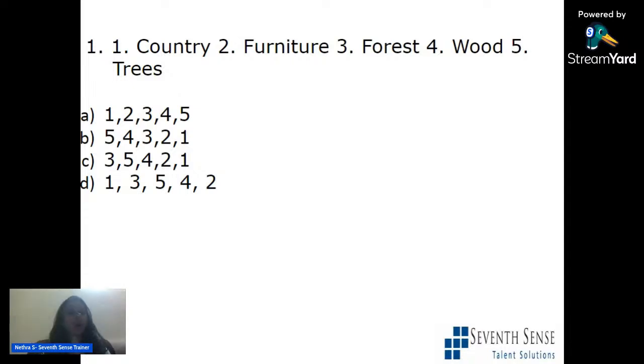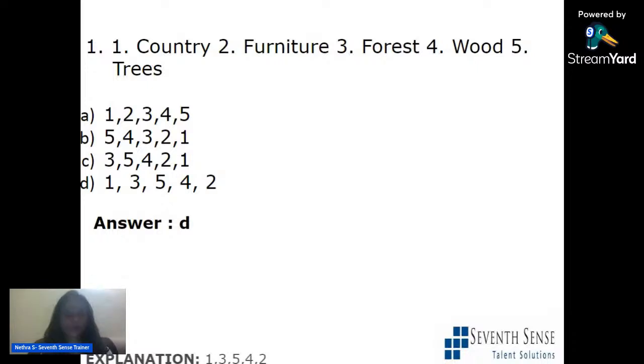Option A is 1, 2, 3, 4, 5. It is showing country, furniture, forest, wood, trees, which is not possible, so we can eliminate option A. Then option B, 5, 4, 3, 2, 1, means tree, wood, forest, furniture, country. That is also not possible. Then 3, 5, 4, 2, 1 is option C: forest, trees, wood, furniture, and country. That is also not possible. But option D is the correct answer because it gives country first, followed by forest, followed by trees, then wood, then furniture. That is the correct answer.